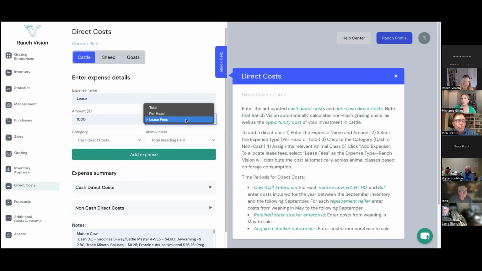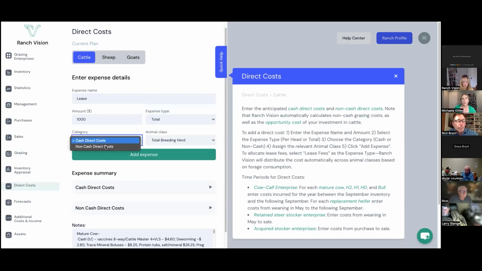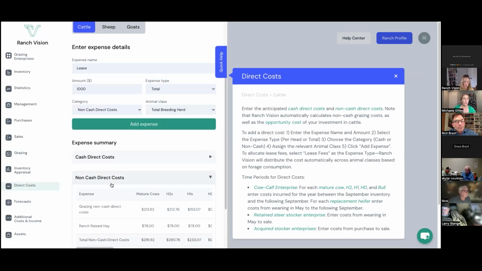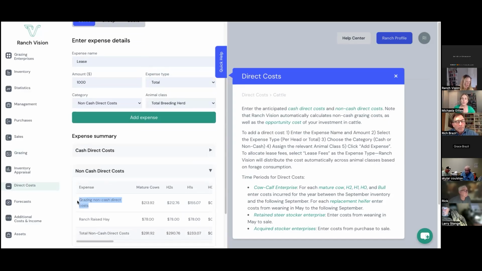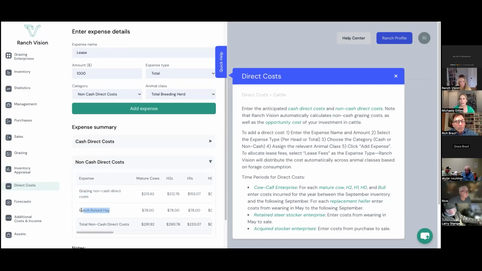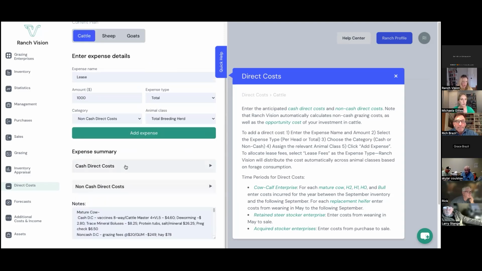You can also do non-cash costs. Those would be things like ranch raised feed. And as Dr. Brazil mentioned, the largest is grazing non-cash costs, grazing ranch owned pasture, which we're going to automatically calculate for you. But you might also have ranch raised hay, ranch raised feed. You can add that as a non-cash cost here. Any questions on that, how to use that calculator?